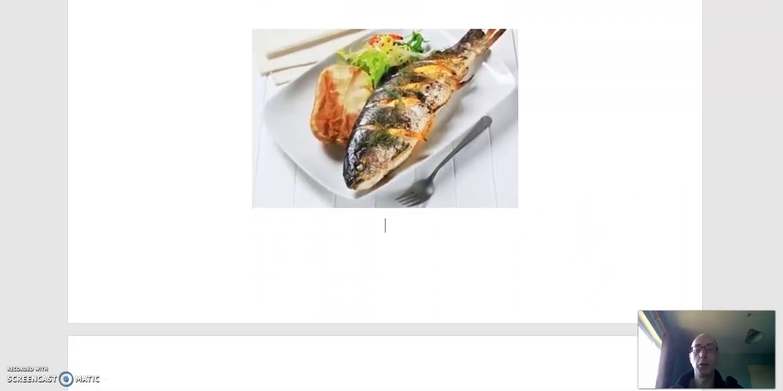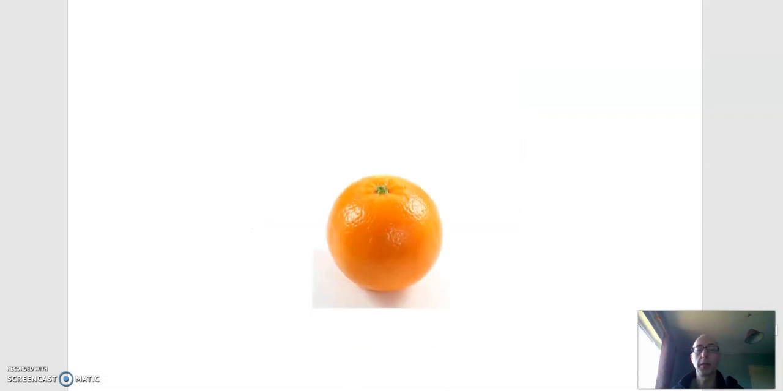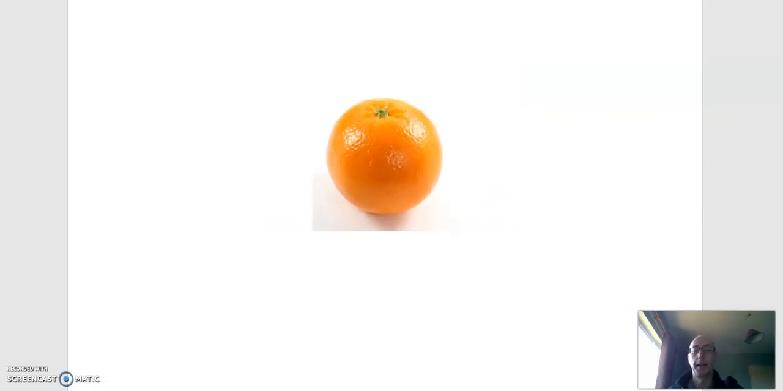¿Cómo se dice en español? So is it el or la? Make it a bit bigger. ¿Cómo se dice? Begins with a P. El pescado. We have one or two more just to finish the practice. La naranja.